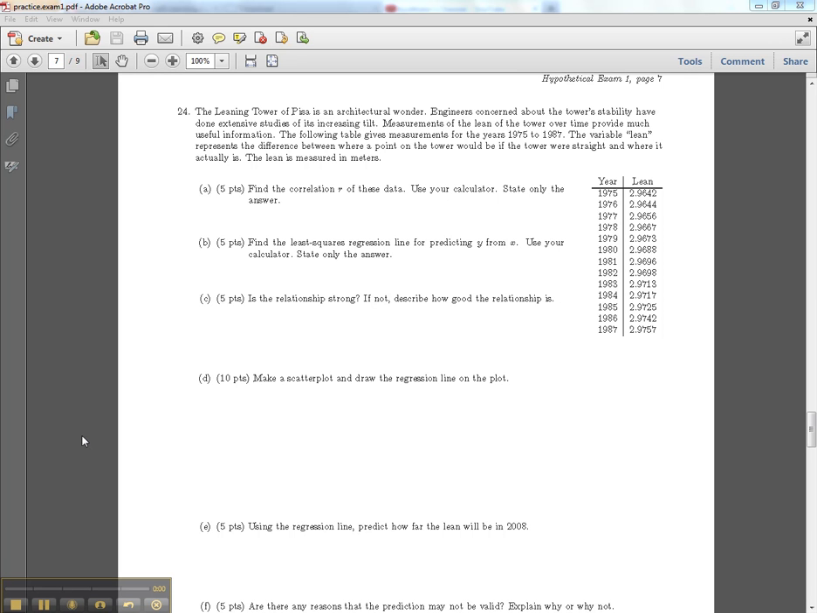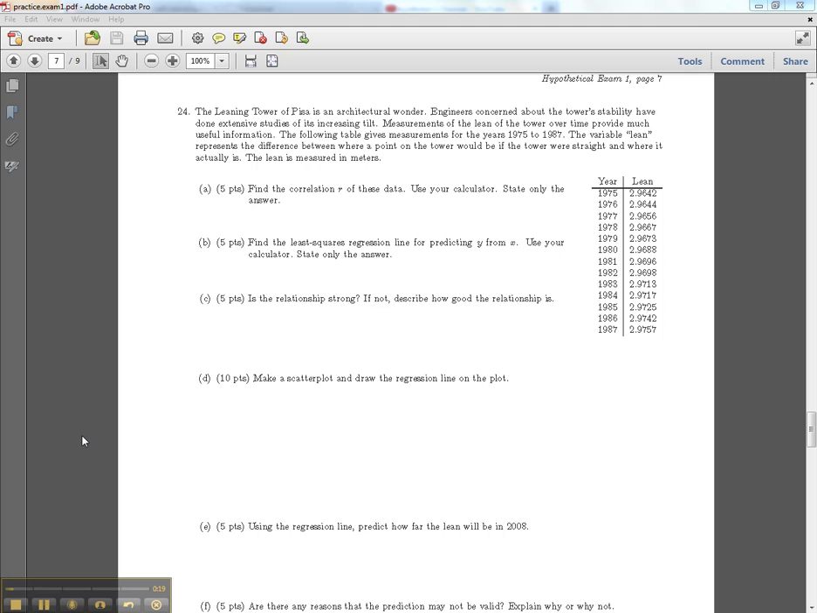Let's do the last write-up problem in practice exam number 24. The Leaning Tower of Pisa is an architectural wonder. Engineers concerned about the tower's stability have done extensive studies of its increasing tilt. Measurements of the lean of the tower over time provide much useful information. The following table gives measurements for the years 1975 to 1987.